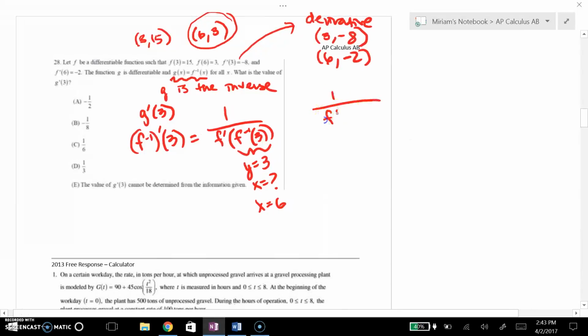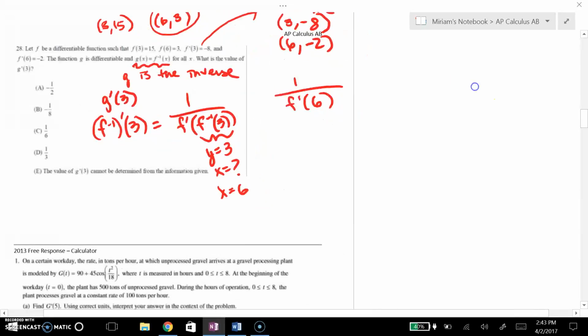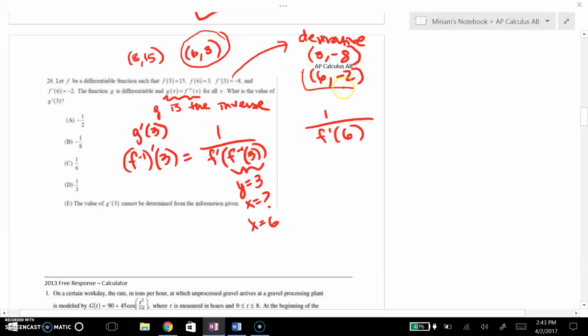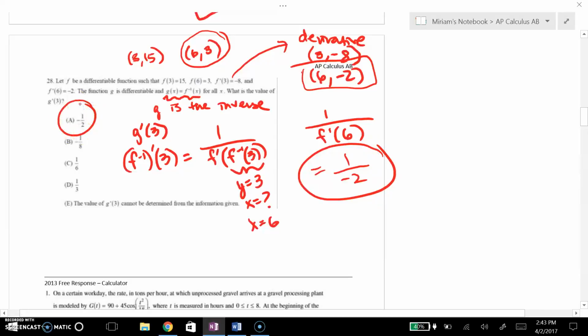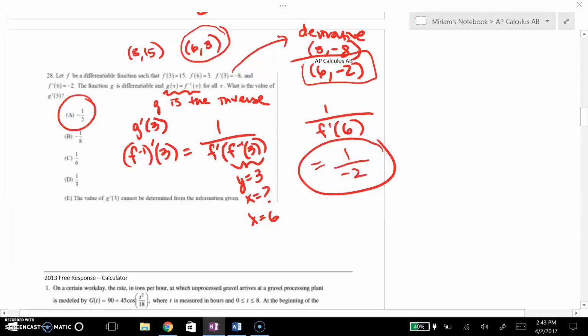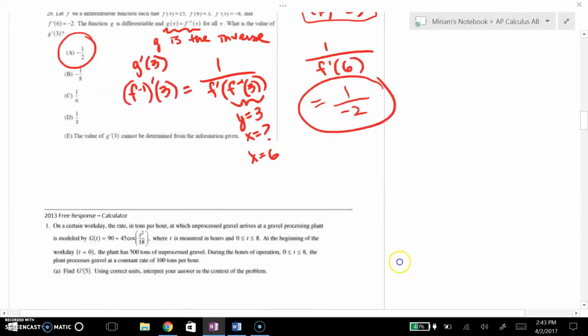1 over f prime of 6. F prime of 6, we know this. They gave it to us. It's right here. So we have 1 over negative 2. Okay, so make sure you pause, go back, make sure we're on the same page for this review.